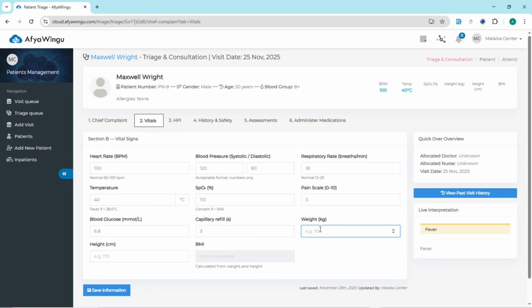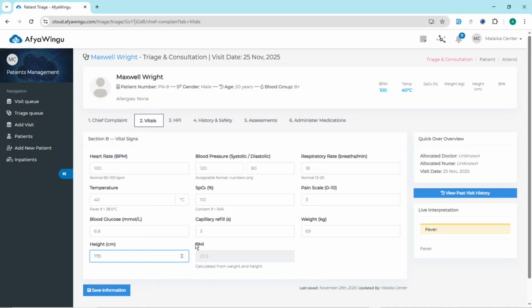9. Weight. Enter the patient's weight in kilograms. Example input, 70. No universal normal, depends on height and build. Tip: use a calibrated scale. Record if the patient is wearing shoes or heavy clothing. 10. Height. Enter the patient's height in centimeters. Example input, 170. Important for calculating BMI and dosing medications. Tip: measure without shoes. If unsure, estimate based on known data or ask the patient.